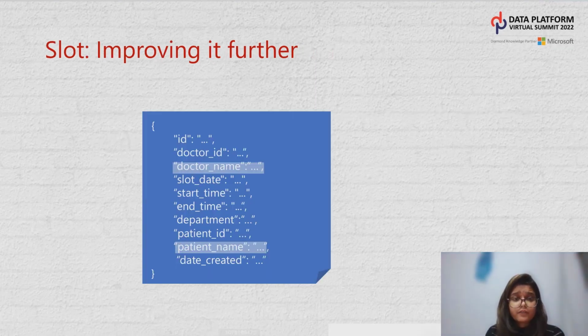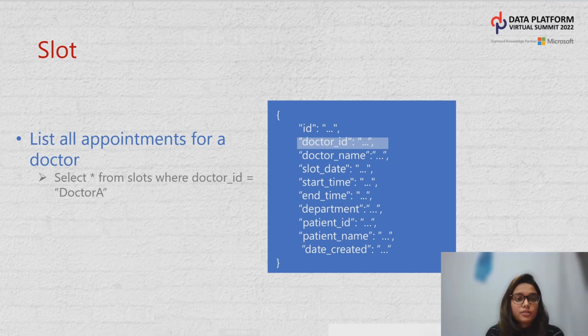So what we do is we embed doctor name and patient name in the slot document itself. So whenever we query for an appointment, we get the entire data in one single query. How the query looks now: list all appointments for a doctor is simple. Select star from slot where doctor ID equals whatever the doctor ID is. So it's a single partition query. Your query is going to touch only one logical and physical partition, and this is as optimized as it can be.